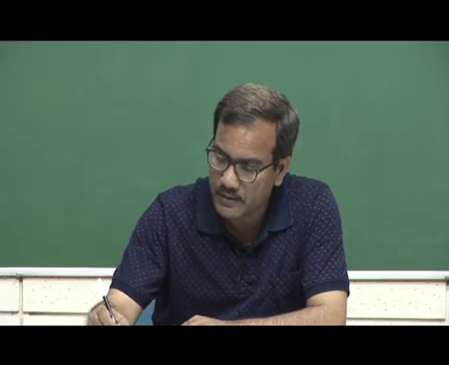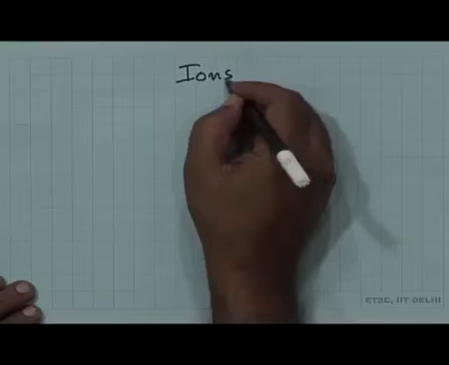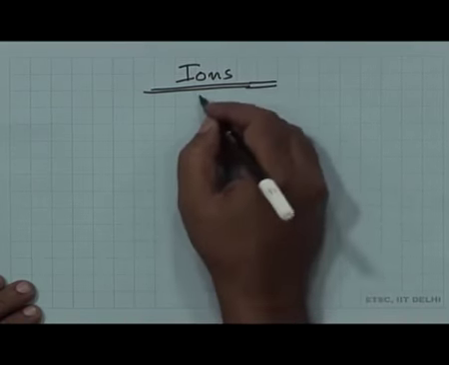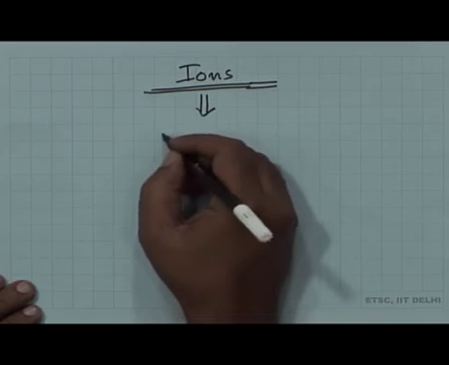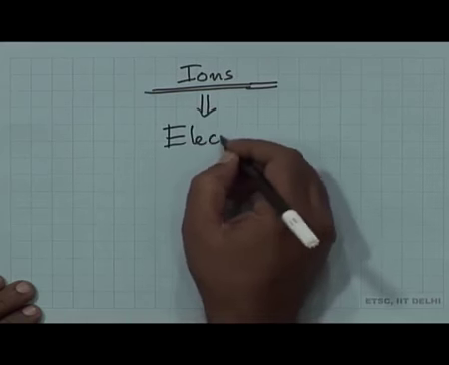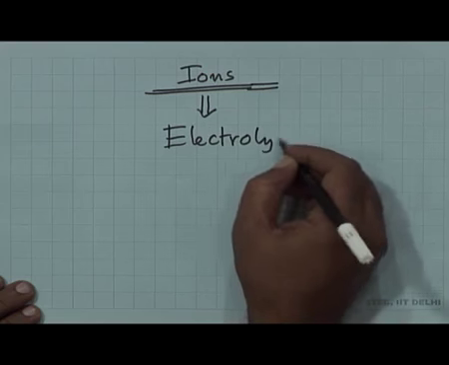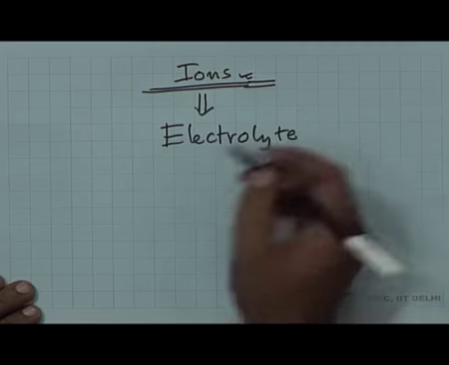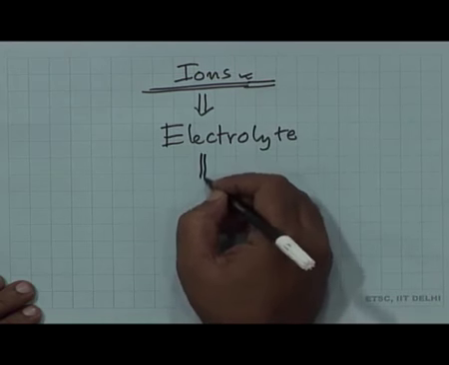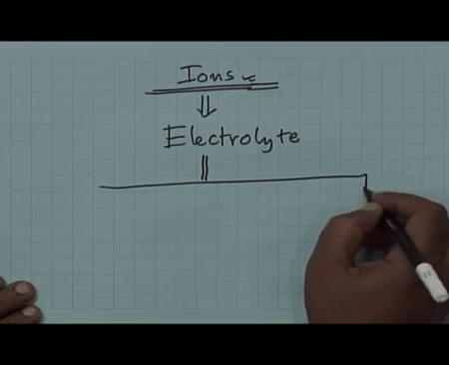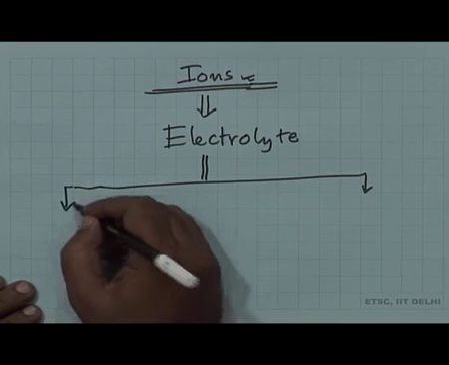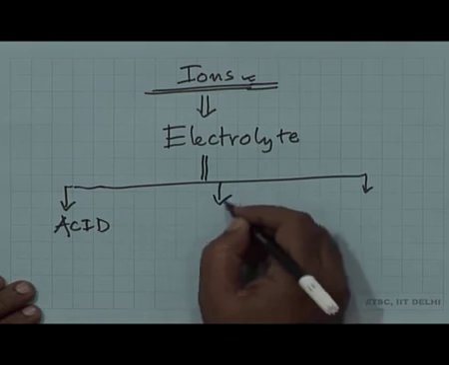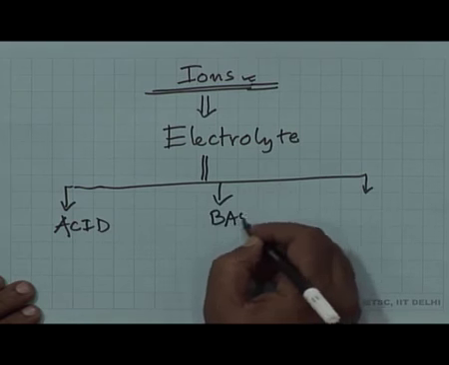So, first thing is ions, and what I discussed in the last lecture is ions are generated by electrolytes. So, when you put electrolytes in aqueous solution, ions are generated. Generally we discuss three different kinds of electrolytes. One is acid, another is base, and then salt.